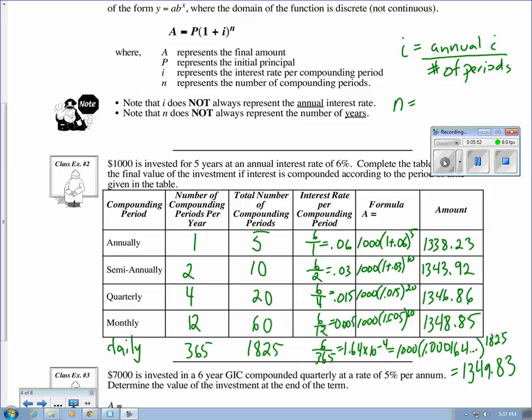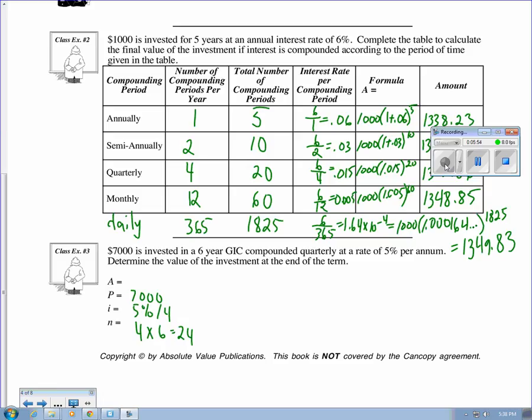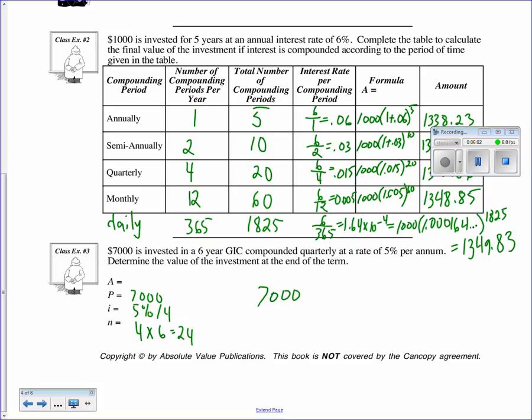Let's try a couple of problems. I like to translate the information from the problem. My principal is $7,000, and I'm going to deal with quarterly interest, which means my interest gets divided by 4. Convert that to a decimal: 5 divided by 4, and then divide by 100, 0.0125. 1 plus 0.0125, and then I'm going to let that go for 6 years. There are 24 quarters in 6 years, and this should generate the answer.